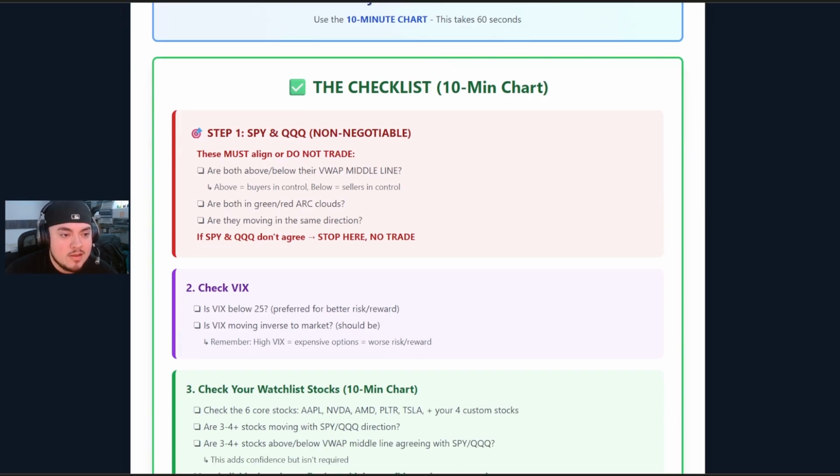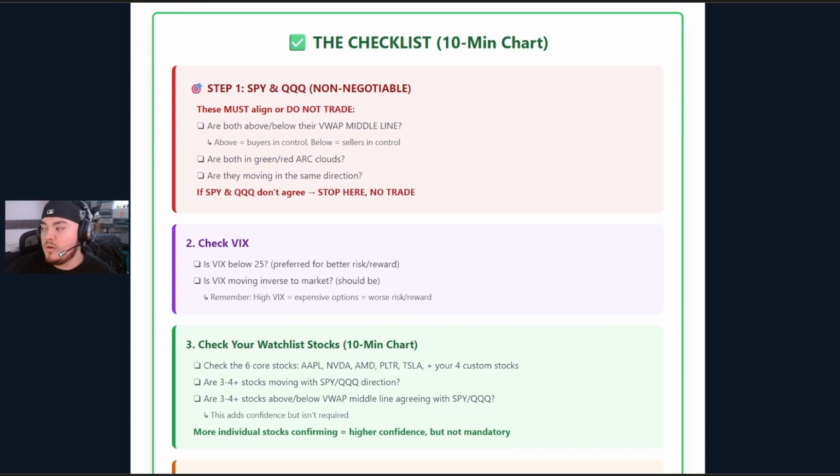Checklist, 10-minute chart. Step 1, SPY and QQQ. These must align or do not trade. The first thing you're asking yourself is, are both above or below their VWAP middle line? If they're above, the buyers are in control. If they're below, the sellers are in control. Are they both in the green/red cloud? Is it touching the cloud? Is it touching the middle VWAP band? And is it above or below it? That's what you're looking for, guys. And are they moving in the same direction? If SPY doesn't agree, stop here. Do not trade. You're going to save yourself from a bunch of low probability trades.